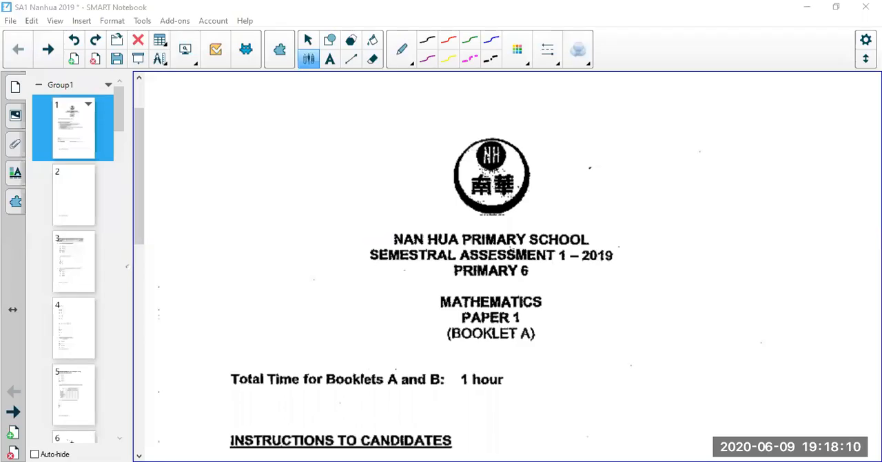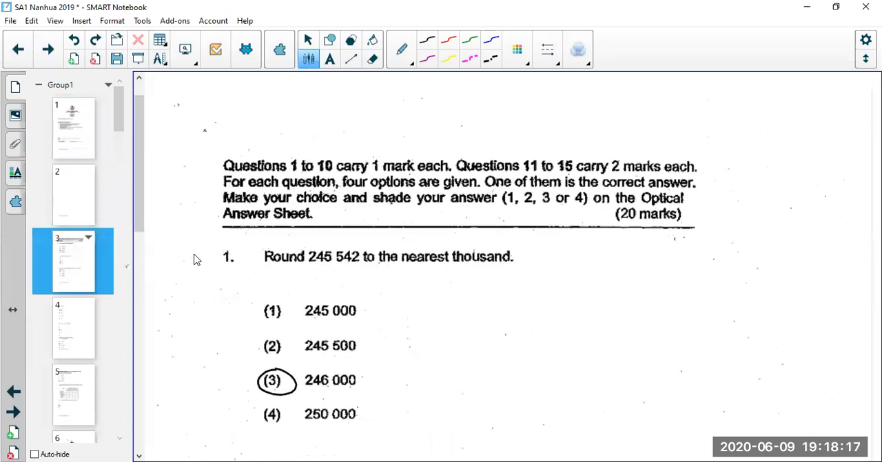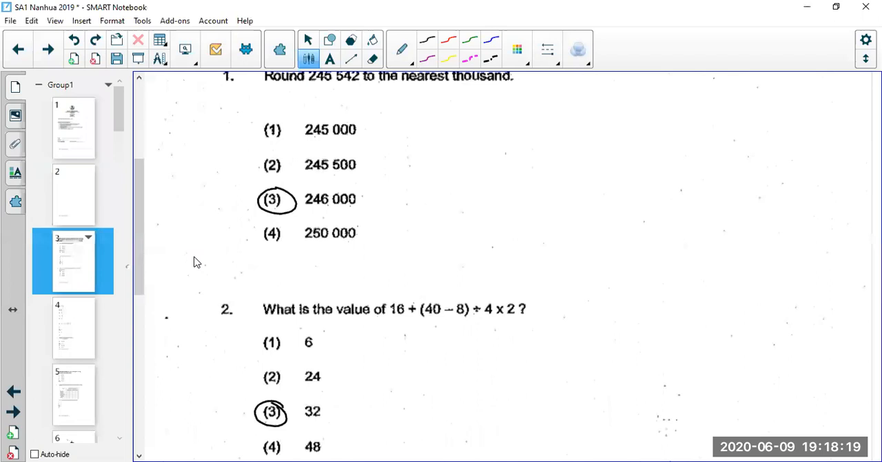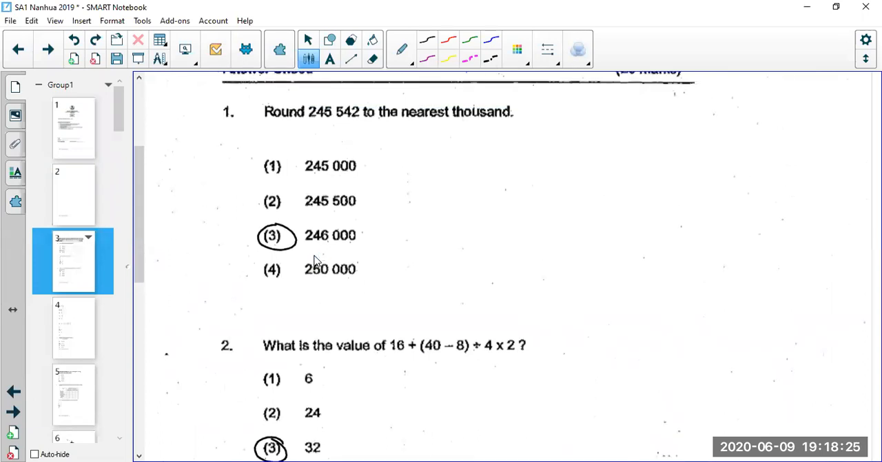Let's begin. Okay, so let's look at question 1. Let's revise how we do question 1. By the way, Mr. put the answers there already because I'm using the same slide. Just now Mr. had a lesson, so I'm using the same slide.